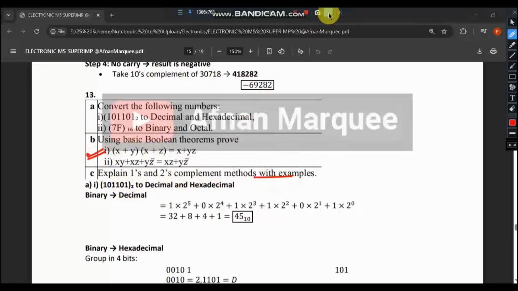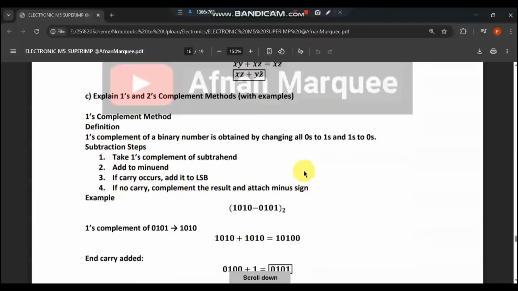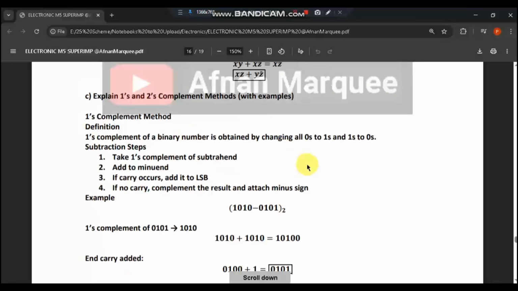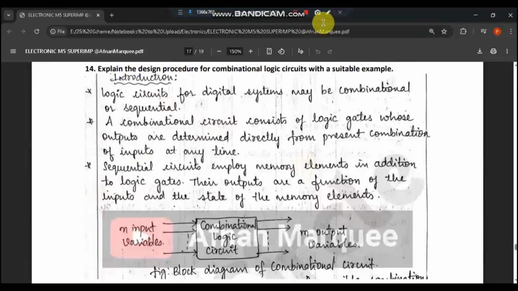Ones and twos complement we have already discussed. A few more questions are given here. Just go through it once. And explain the ones and twos complement. This is the answer which you need to write in the exam. And explain the design procedure for the combinational logic circuits with a suitable example.